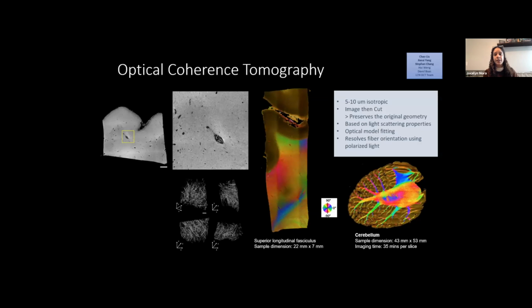Optical coherence tomography, for people who aren't familiar with this imaging modality, is a technique that uses low coherence light to capture micrometer resolution, cross-sectional images of tissue. This is performed on a dissected block that I have mentioned, which includes Broca's area, to distinguish the cortical layers and cytoarchitectural boundaries at the mesoscale level. This tissue is imaged and then cut, which helps us preserve the original geometry.